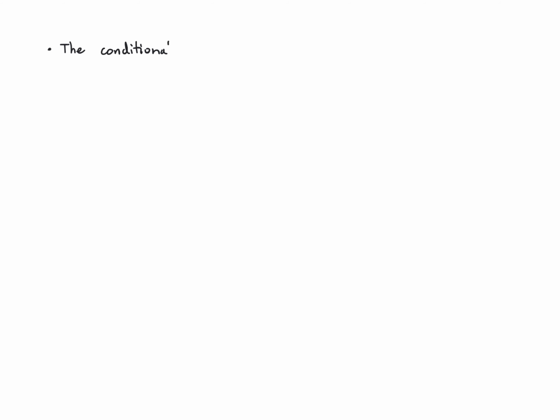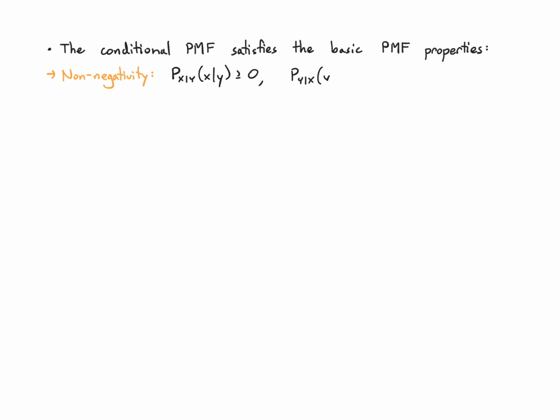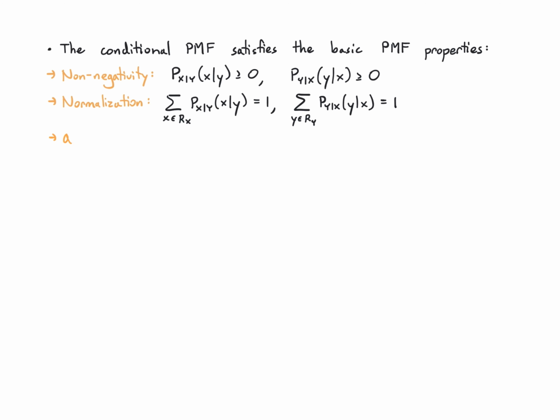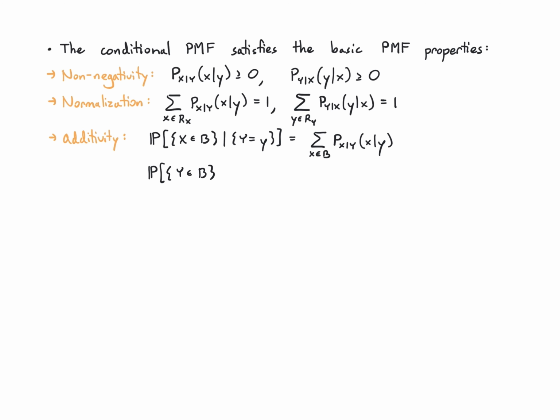The conditional PMF satisfies the basic properties of a PMF. So you can just think of it as a PMF. It satisfies non-negativity, so it's always greater than or equal to zero, no matter what you plug in. It normalizes. So if I sum over X, then I'm going to get one. And if I sum over Y, the conditional PMF of Y given X, I'm going to get one. Notice I'm not summing over both X and Y, because for the conditional PMF of X given Y, Y is considered fixed. Similarly, for Y given X, X is considered fixed. Additivity: if I want to know the conditional probability of falling into an event, given that Y is fixed to a value, I just sum up the conditional PMF over that event. And I can do the same if I fix X to a value.